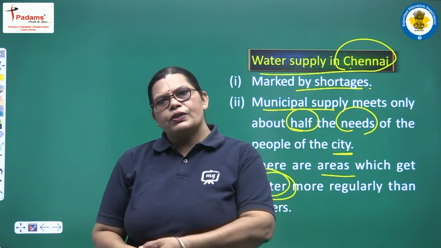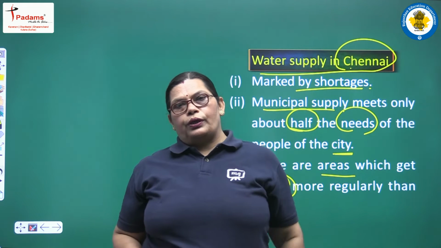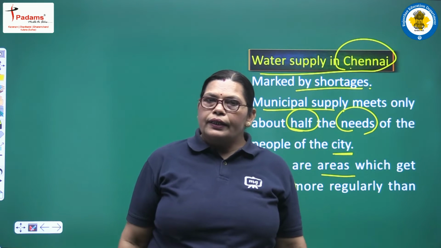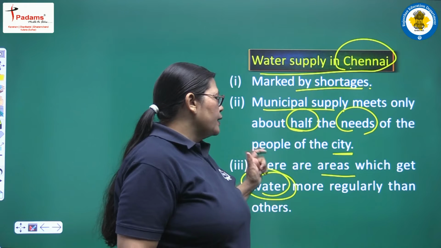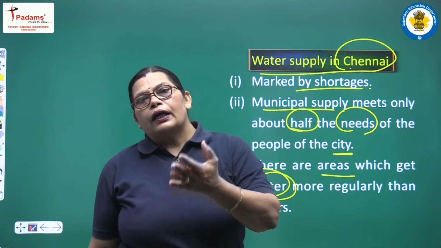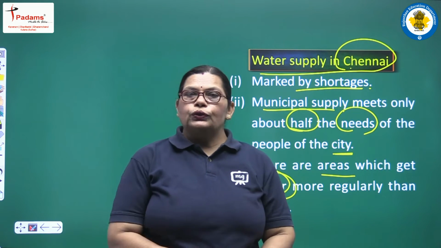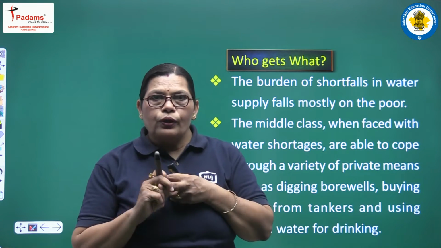But what's the situation we studied in our part 1, students, about Ram Gopal's colony? What's the condition there, students? Yes, in some colonies water supply is regularly more than in other portions of the city of Chennai. So this one is the main cause here.